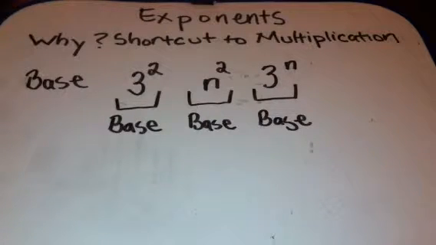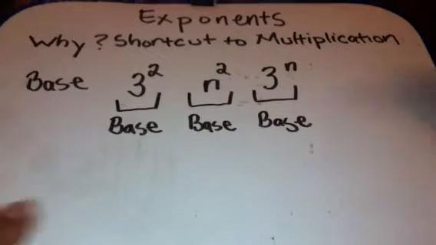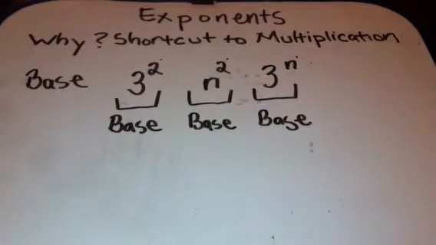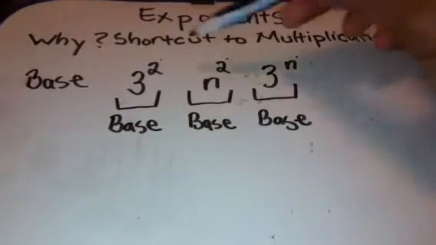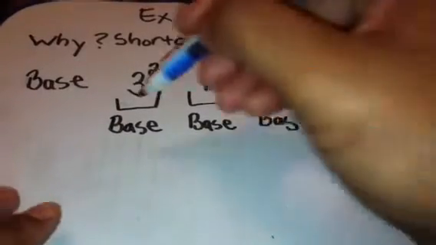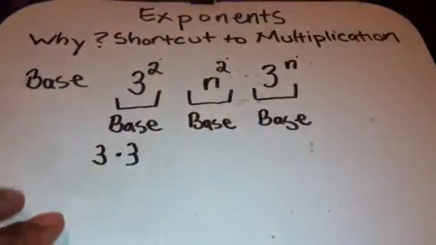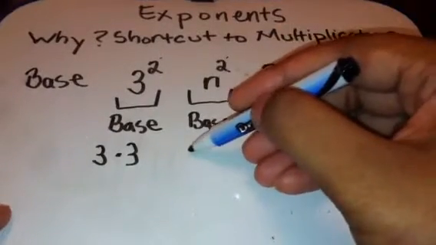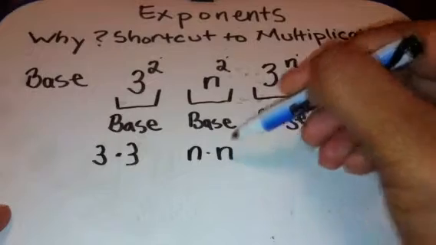Okay, so basically, since we've done this, we should know that the exponent is the number or a variable that represents how many times the base is multiplied. So, in our first example, 3 squared, we multiply 3 times itself twice. So that would be 3 times 3. And in the second example, you're multiplying n times itself twice. So that would be n times n.